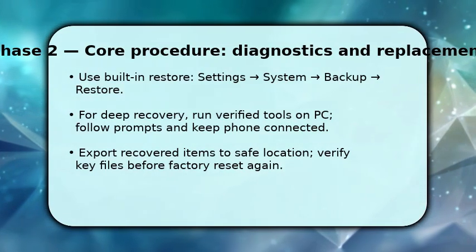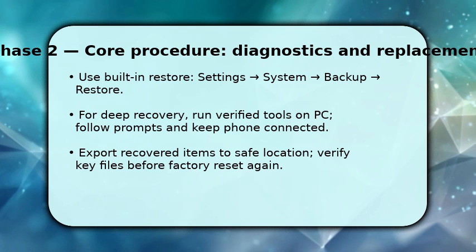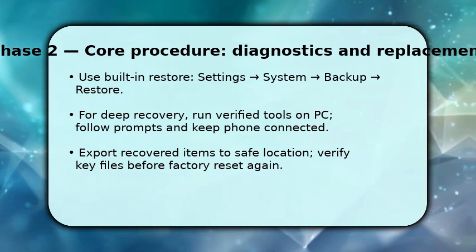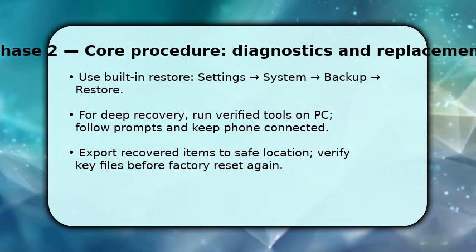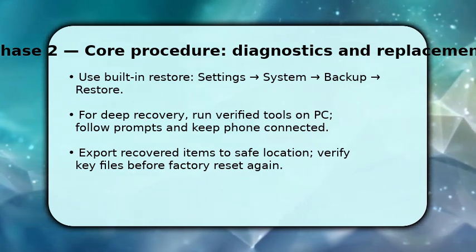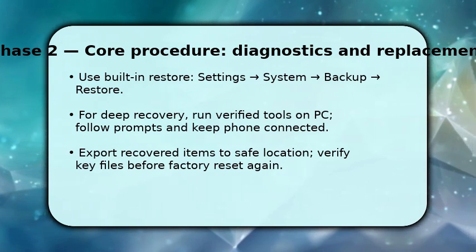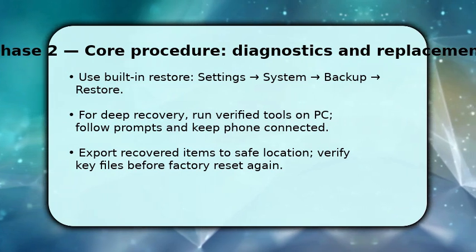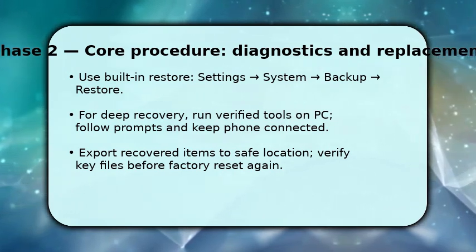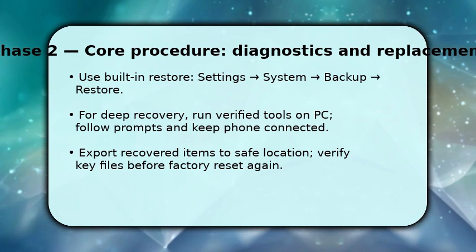First, try the built-in restore path in Settings, System, Backup, Restore, since it's fastest and preserves metadata. If that fails, connect to a PC and run reputable recovery software. Follow prompts exactly and keep the device awake and connected. The software will scan partitions and present recoverable files. Selectively restore contacts, photos, and app data.